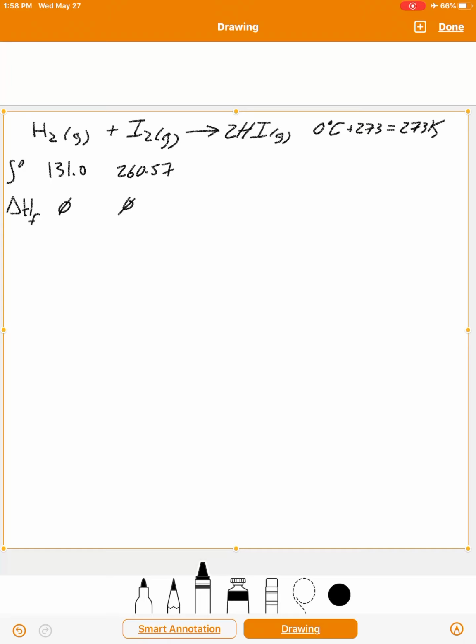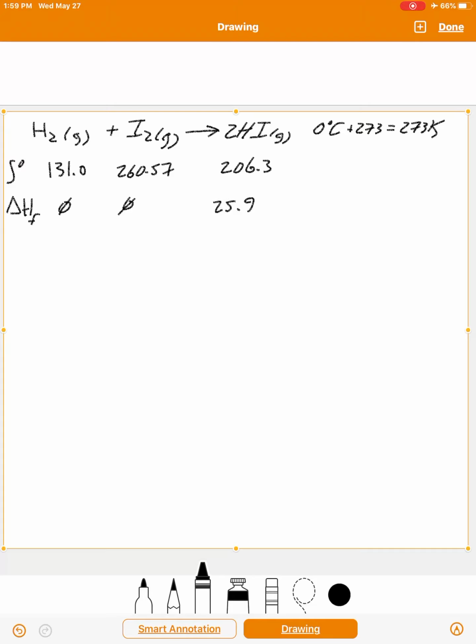All right. Now we move on to the HI. For the HI, the standard entropy is 206.3. And then delta H of formation for HI is 25.9.